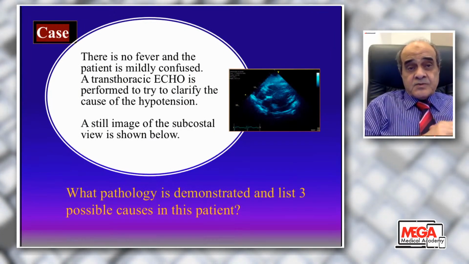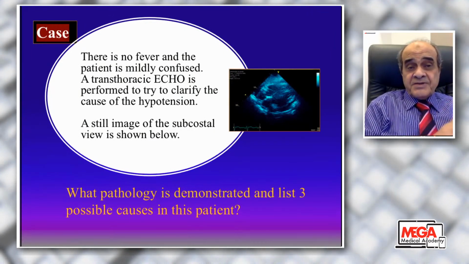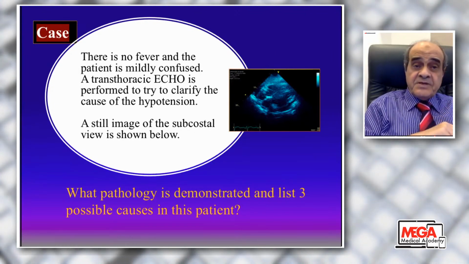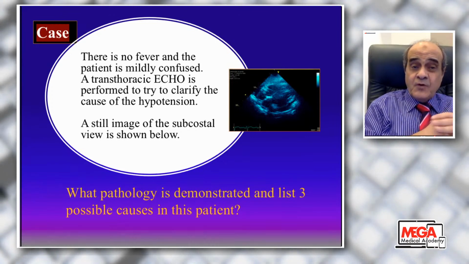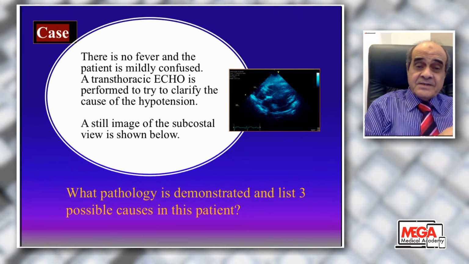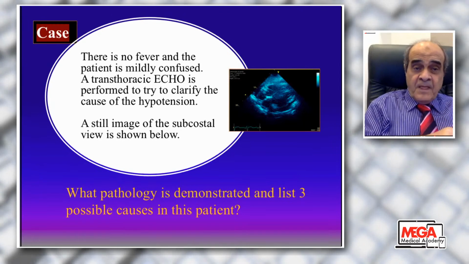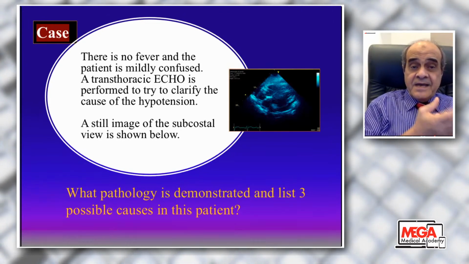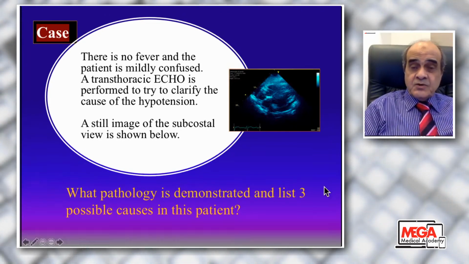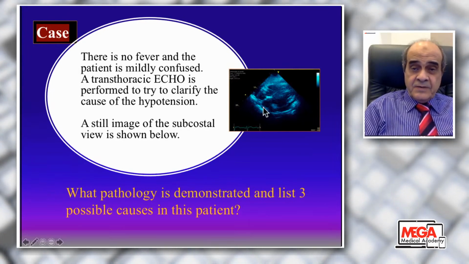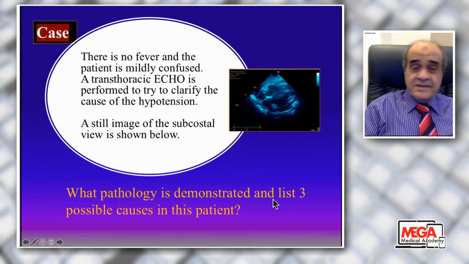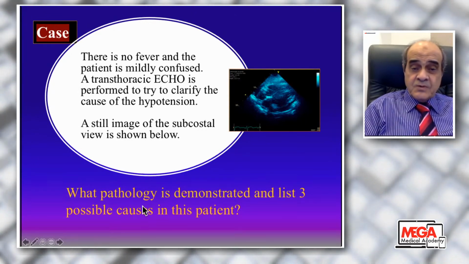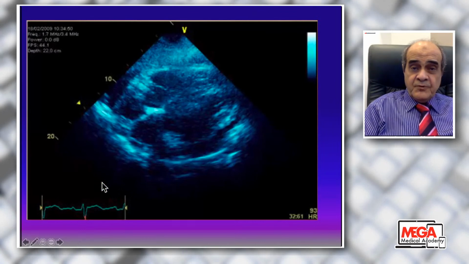Another case: the patient comes with no fever, and the patient is mildly confused. A transthoracic echo is performed to try to clarify the cause of the hypotension. A still image of a subcostal view is shown below, and I will enlarge it. What pathology is demonstrated, and list 3 possible causes of this patient's hypotension.